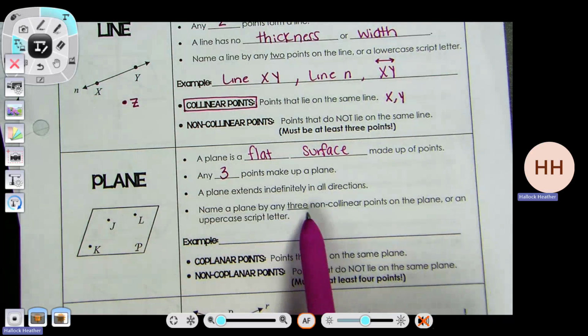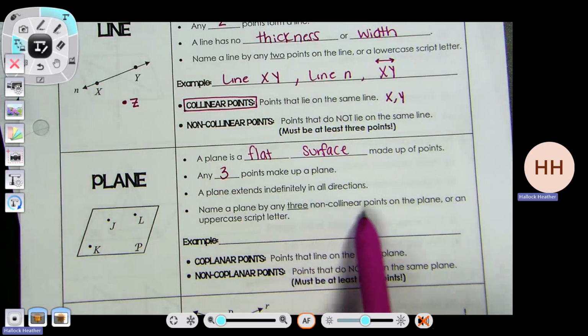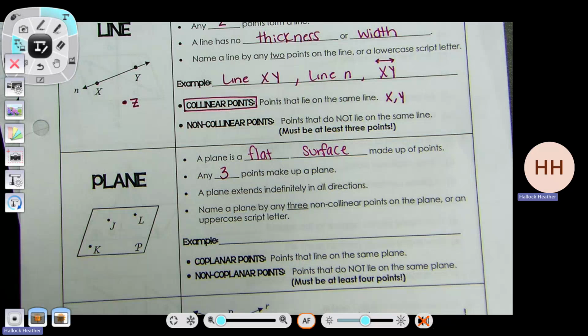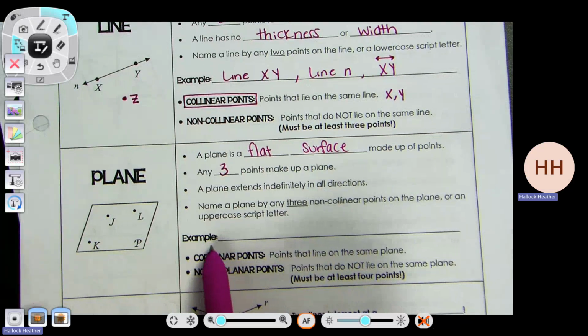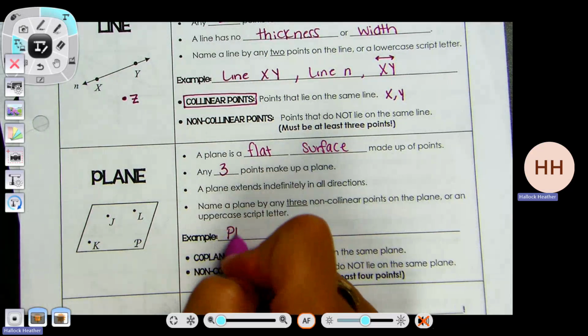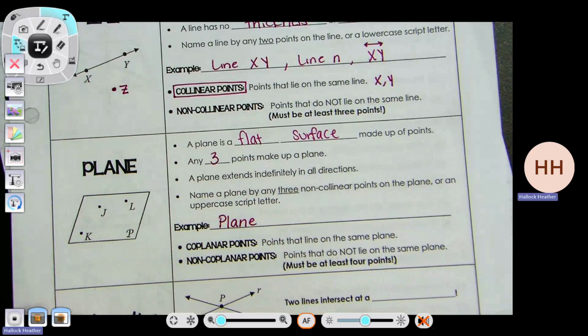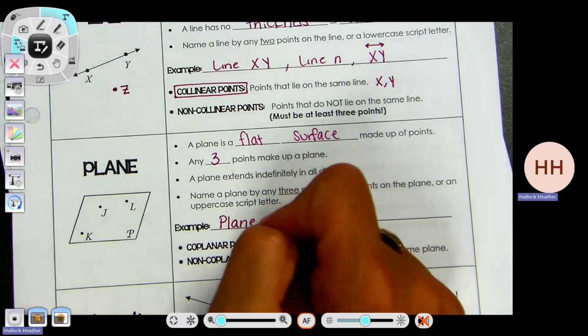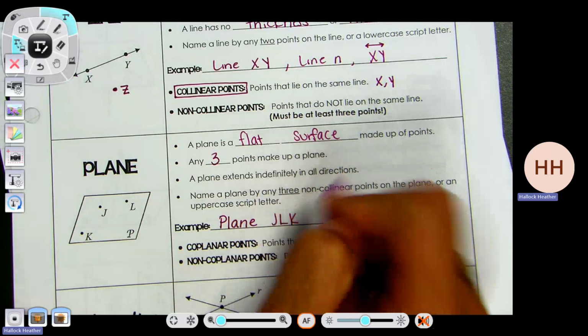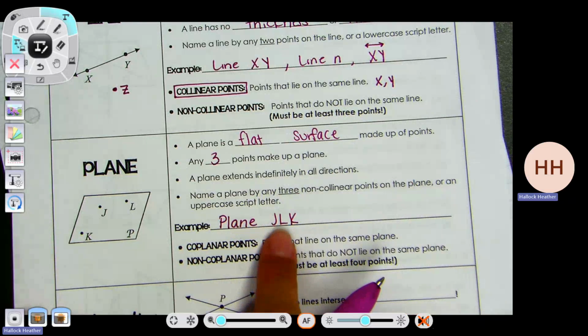And then you name a plane using 3 non-collinear points. So they should not all be on the same line. So when you pick your 3 points, 2 of them can be on the same line, but that third has to be somewhere else on the plane. So plane uses 3 points. So we can name this a couple different ways. We can say the word plane, and then what are the 3 points that are on this plane? J, L, and K.